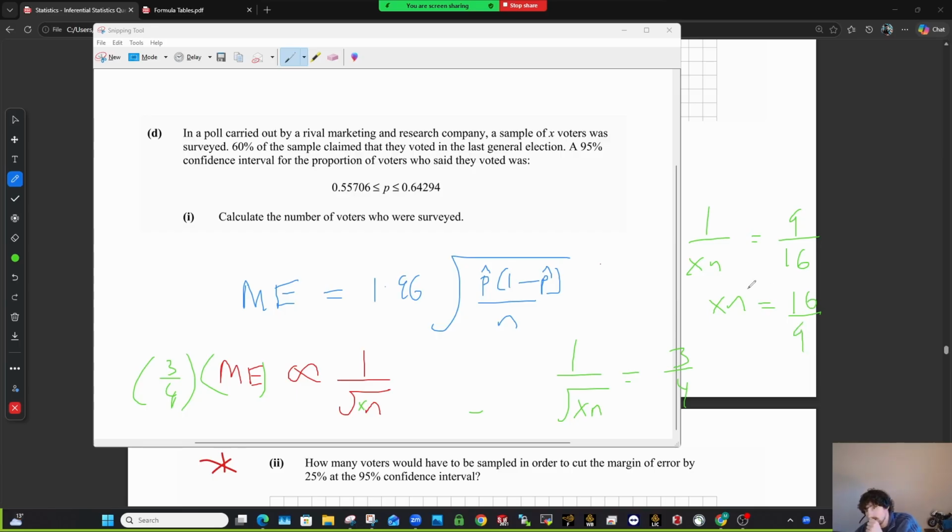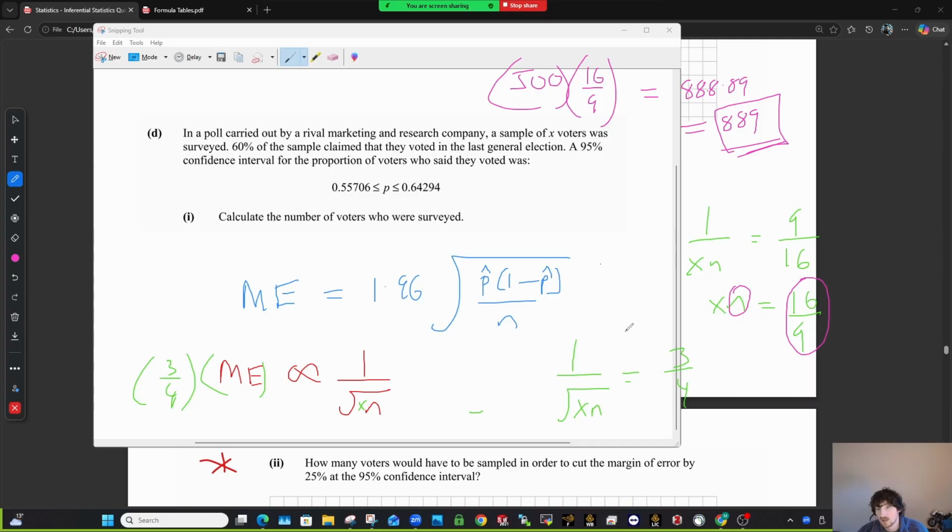So what that means is if you want to reduce the margin of error by 25%, in other words, it's 3/4 of its original value, your sample size needs to go up by 16 over 9 times bigger. Let's check if that works. Remember we had 500, that was our original sample size. If we multiply that by 16 over 9, we get the same value as a second ago, 88.89, the 889 that we had. So it's the same answer without having to do the work.